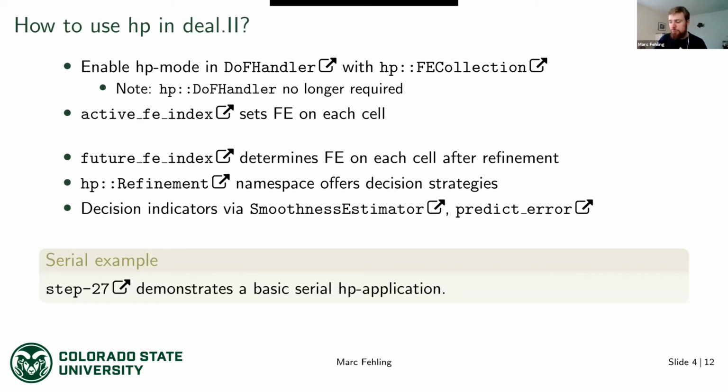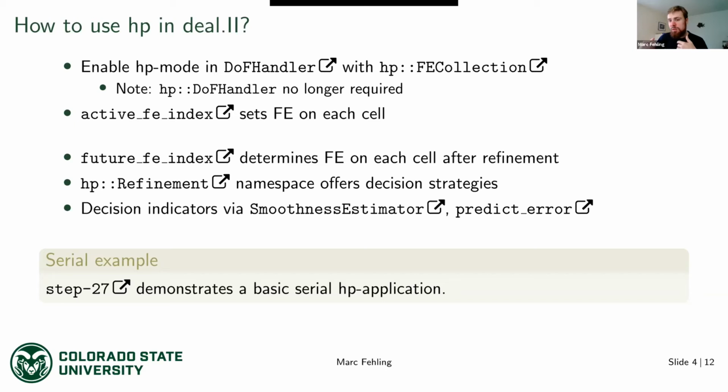If you want to use dynamic hp adaptation, so if you want to change a finite element over consecutive refinements, I would encourage you to use the future FE index. You can assign a future FE index on each cell, which tells it what finite element will be assigned to it after you perform refinement. This is like the equivalent of refine flags and coarsen flags in the context of grid refinement.